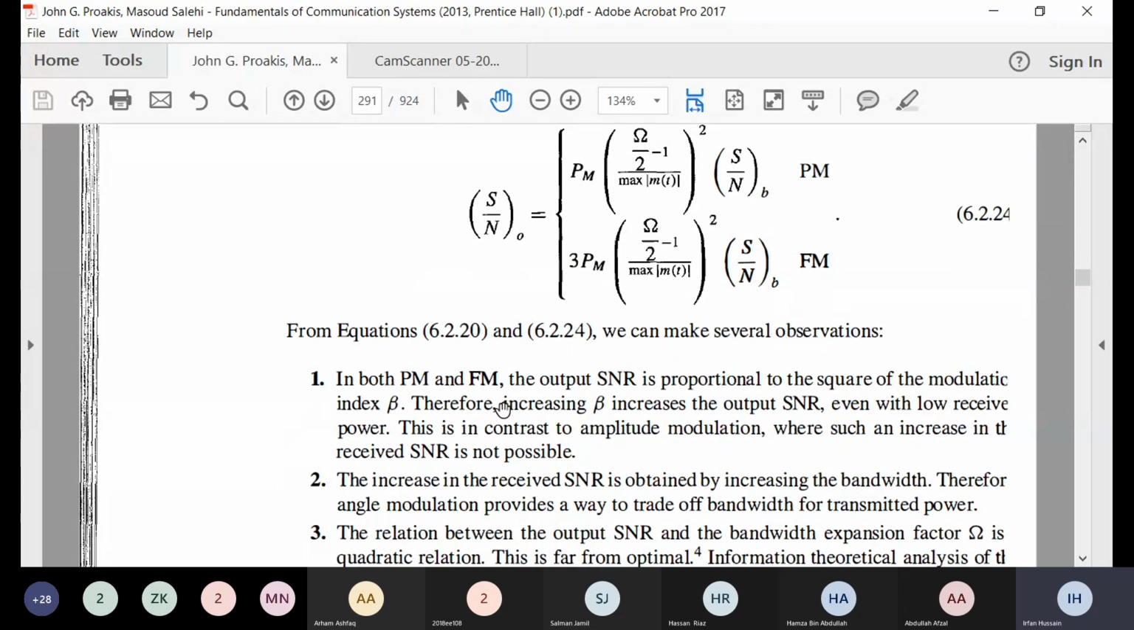The various understandings and various points that can be derived from these expressions, we will be discussing in the next lecture. So if someone has any question, you can ask.